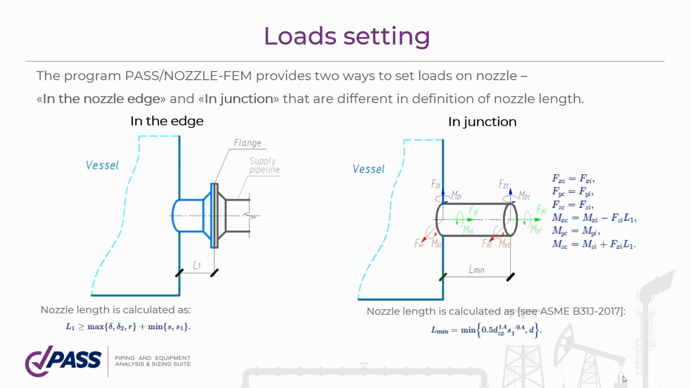Junction is a case when the supply pipeline ends at the place of junction into the shell. In this case, the design scheme, including the supply pipelines, usually ends on the outer surface of the shell, and the design loads on the nozzle are obtained at this point. Calculation in junction corresponds to the flexible connection between the pipeline and the shell, and has been obtained on the basis of numerous field tests. When calculating the strength, the program automatically converts the load specified by the user at the junction point into equivalent loads on the edge with minimum nozzle length.